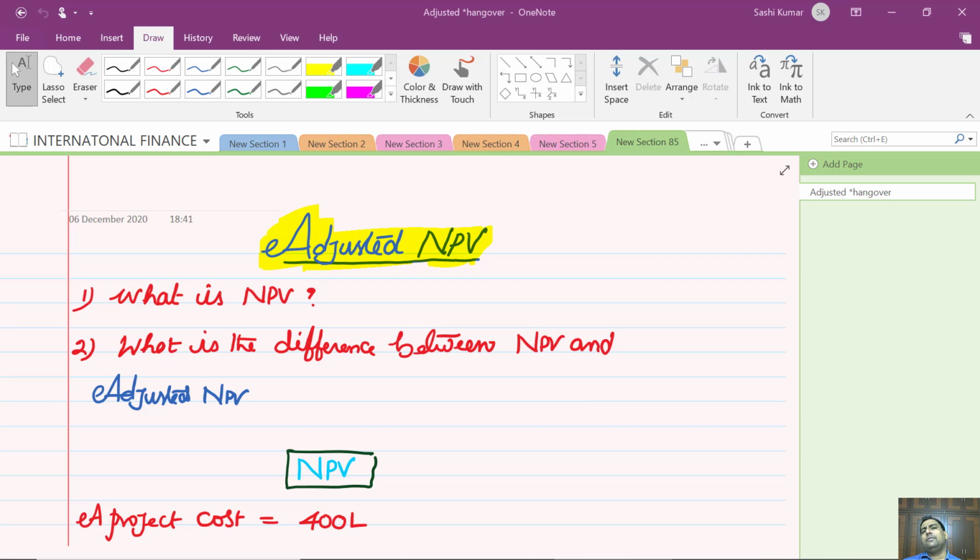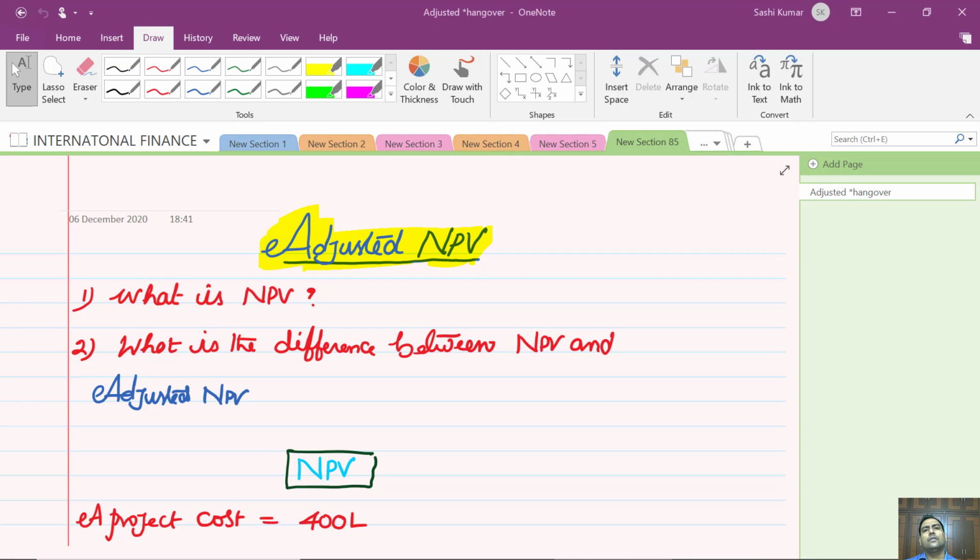This adjusted NPV methodology was introduced to eliminate some of the limitations of NPV methodology. So before highlighting the importance of adjusted NPV methodology, first we have to look at what is NPV, how it is computed, what is the purpose of using NPV methodology.